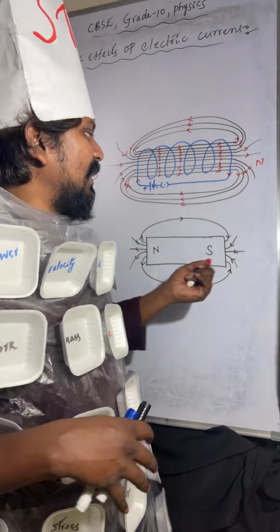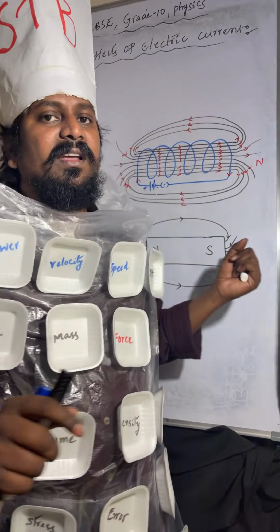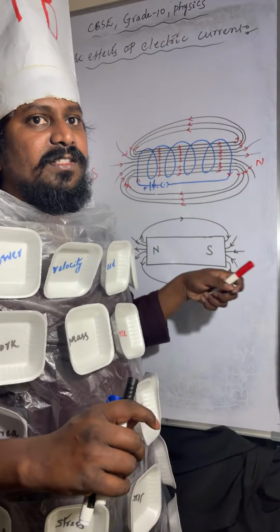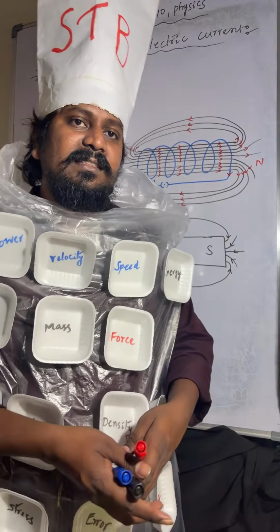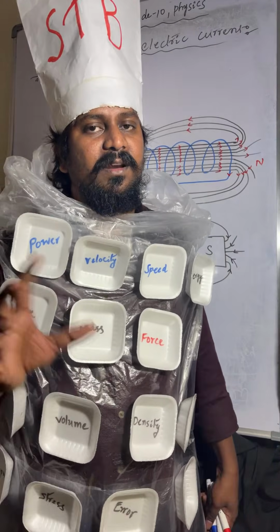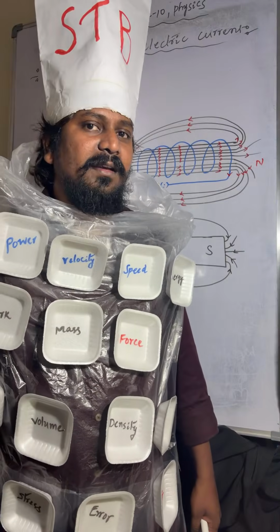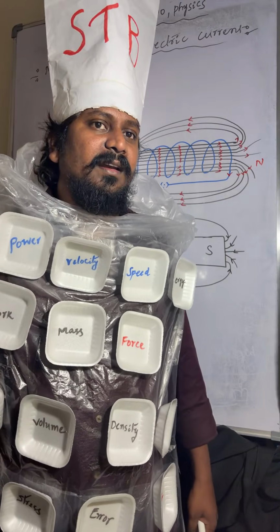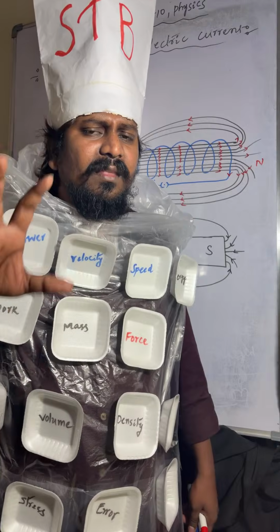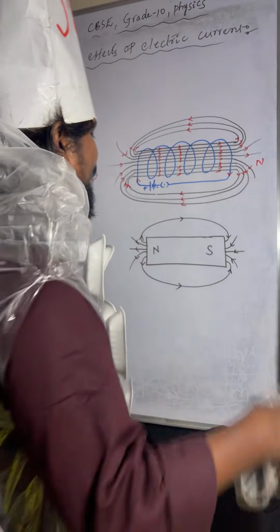But here in the bar magnet we can't do anything. Here it is fixed. So those are the similarities and dissimilarities of solenoid and bar magnet. I hope it is very clear. Now we'll discuss the next one.